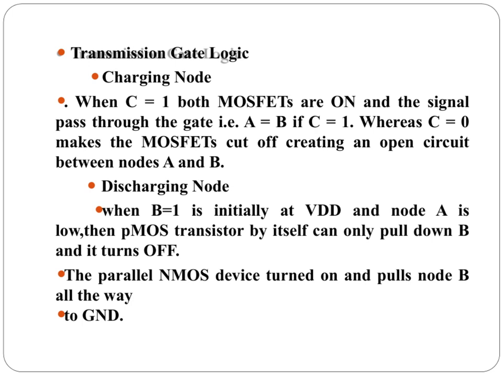No signal passes through. On the discharging side, if node B is initially at VDD and node A is low, the PMOS transistor alone cannot pull node B down and turns off. Instead, the parallel NMOS transistor activates and pulls node B all the way down to ground, ensuring proper discharge. This interaction between the transistors is crucial for controlling signal flow in transmission gate logic circuits.